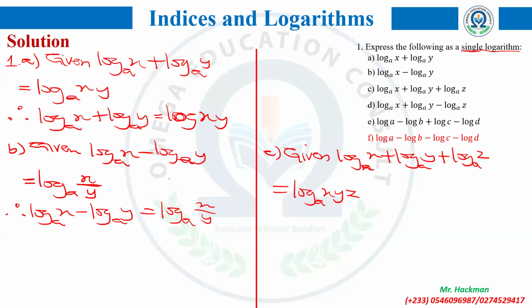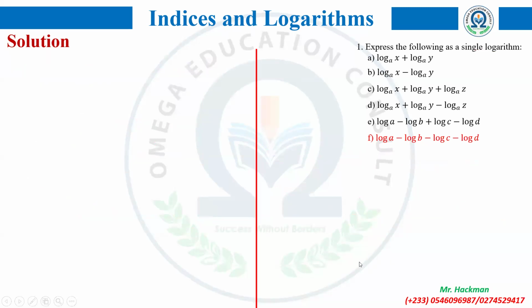Very good. So then you draw your conclusion. I've told you that you could have drawn your conclusion at this step. So log to the base a of x plus log to the base a of y plus log to the base a of z is equal to log to the base a of xyz. So that will be it for C. Now let's go and look at D. If you are following, then you are doing well.